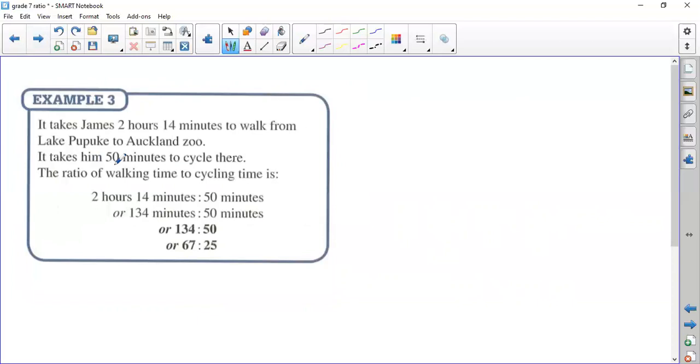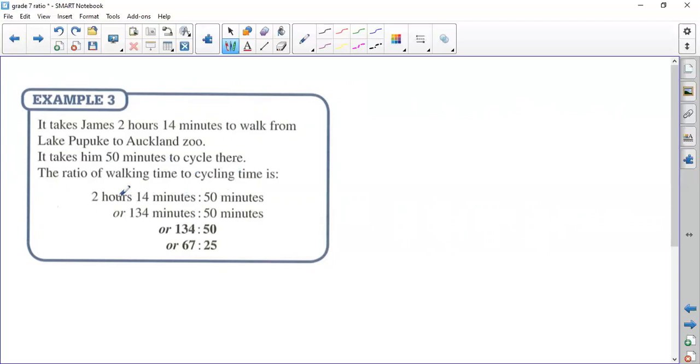Let's see another example. It takes James 2 hours, 14 minutes to walk from Lake Pukpuk to Auckland Zoo. It takes him 50 minutes to cycle there. The ratio of walking time to cycling time is... walking 2 hours and 14 minutes, and cycling 50 minutes.